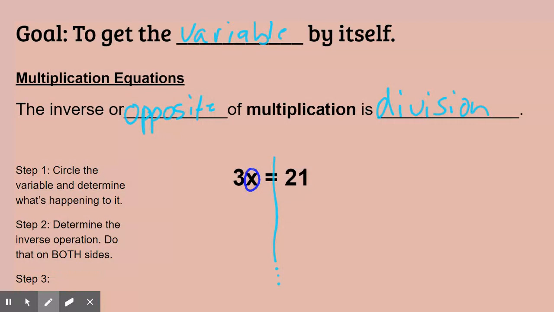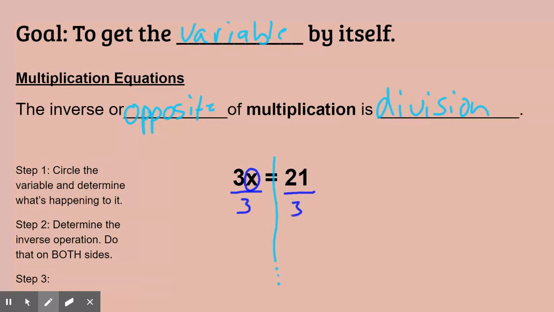Well, rephrase. 3x, when it's written like this, means multiplication. Okay, so when I see this, I see multiplication. The opposite is going to be division. Now, what we are going to do is we're going to use the fraction bar as a division sign and write the 3 underneath. So once again, divided by 3.